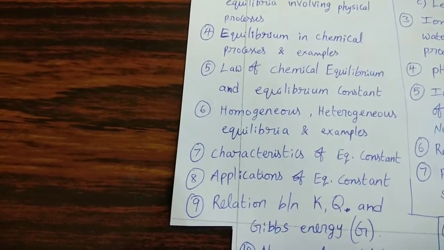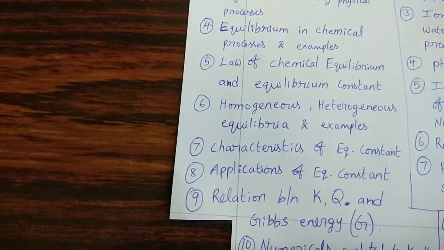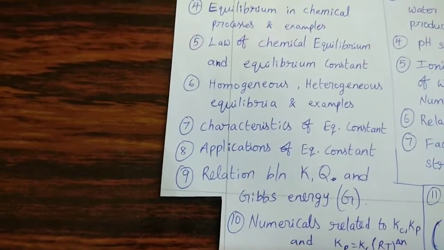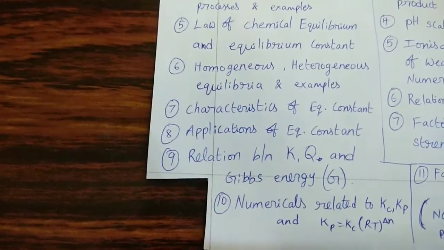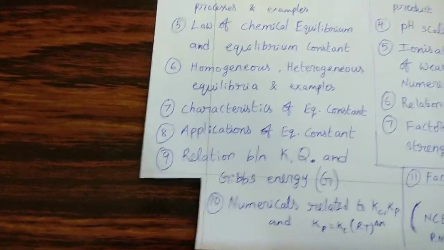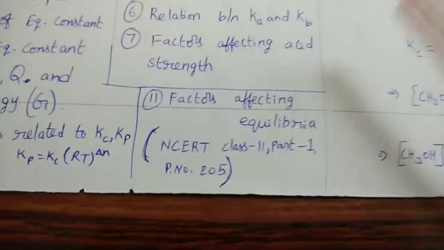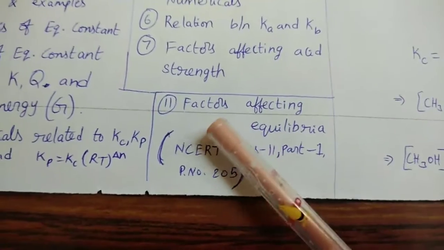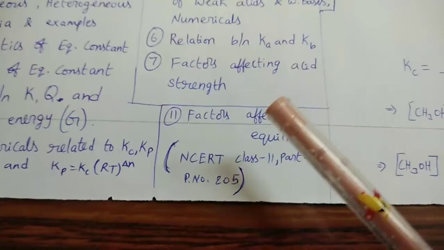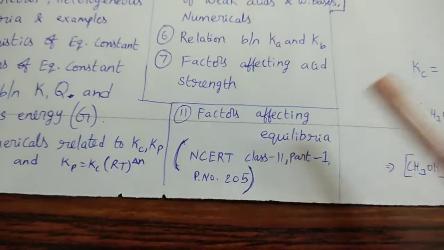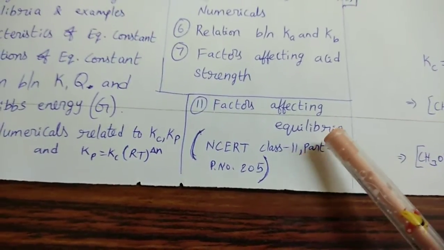The 9th topic, relation between equilibrium constant K, reaction quotient Q and Gibbs energy G. Next, the 10th one, numericals related to Kc, Kp and Kp equal to Kc RT whole power delta n. Next, the last one is factors affecting equilibria. In these factors affecting equilibria, we learn about the Le-Chatelier principle. What is that principle, and what is its use?